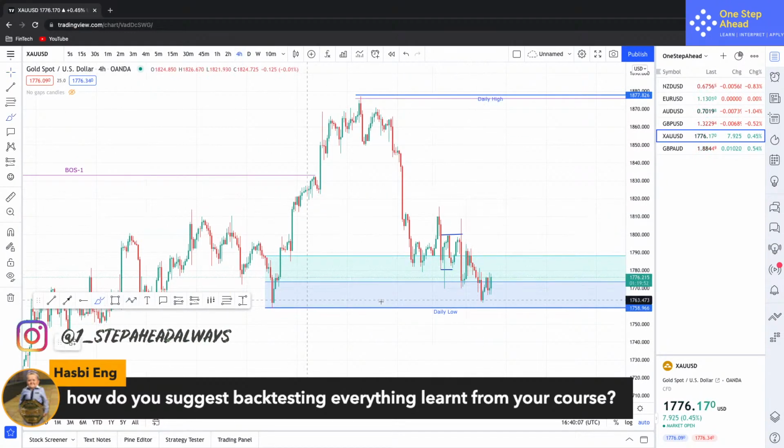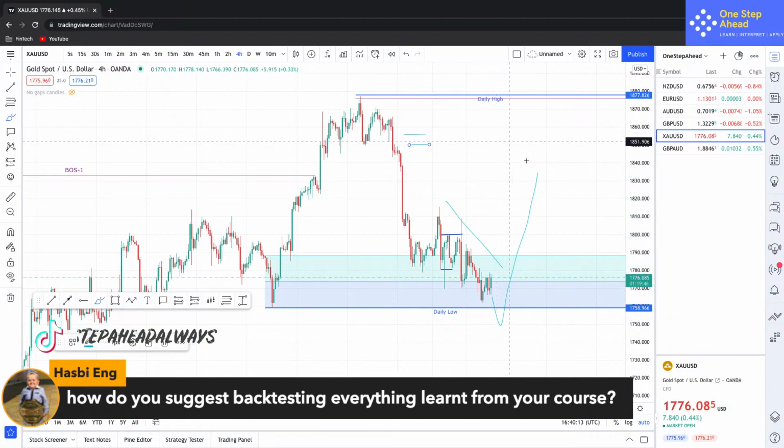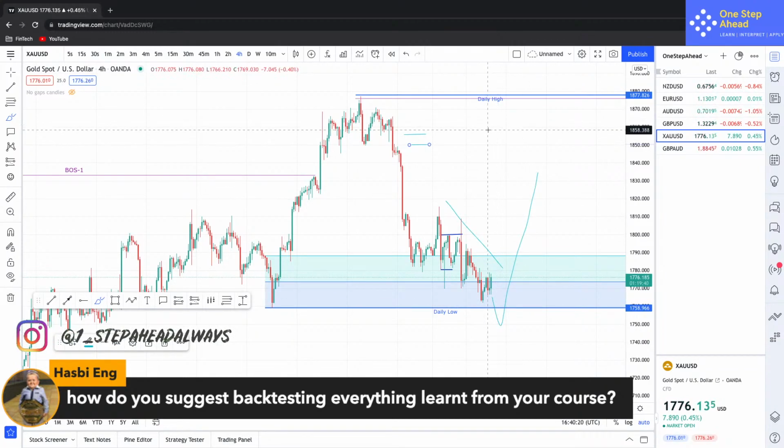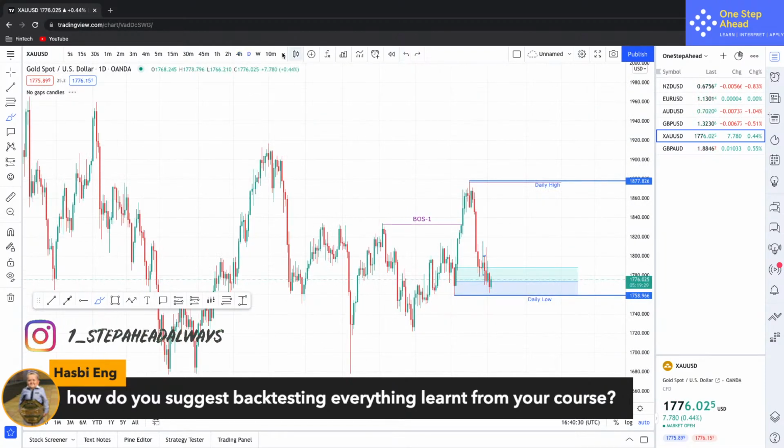If you break this, you will get a reaction for sure, take this liquidity out, mitigate something here and then go down. If it doesn't break, then I think we are good for long. That looks less likely to happen, but you never know. Okay.